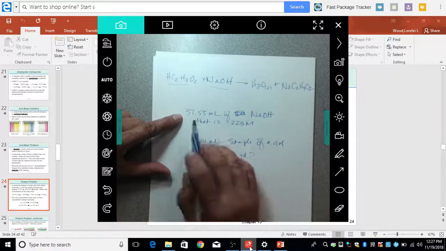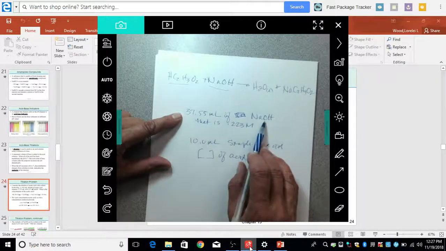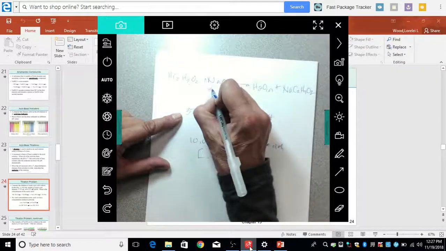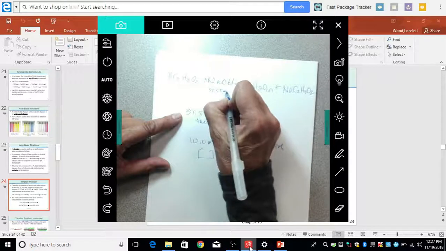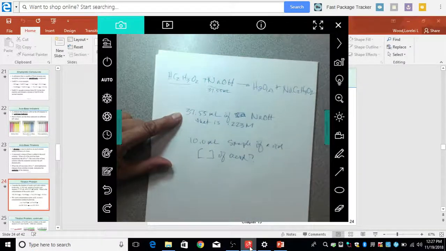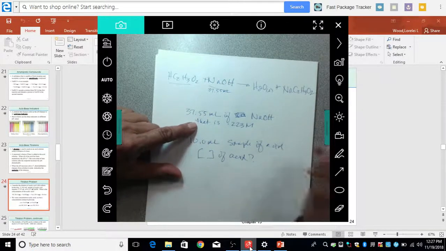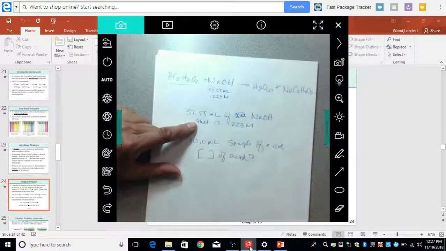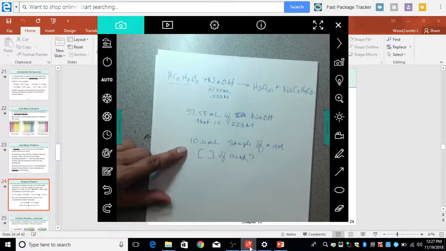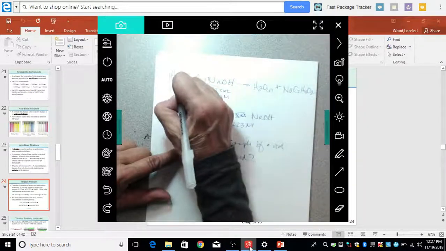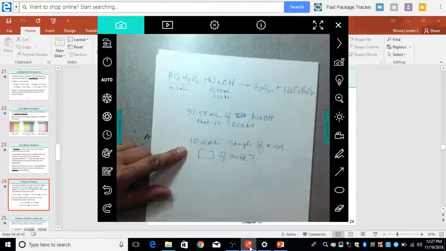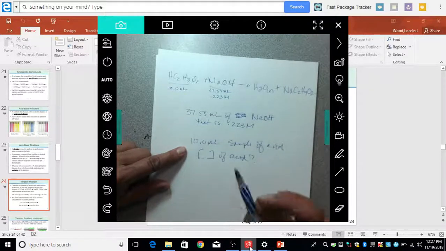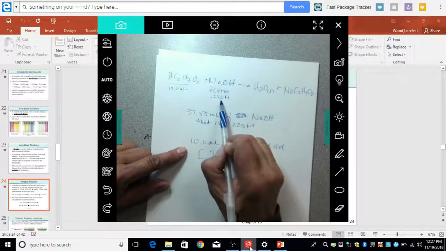All right, so once again, I like to draw pictures. It says we got 37.55 mils of the NaOH. So I always put it up here so I know what values are going with which stuff. So 37.55 mils of that, and the concentration of it is 0.223 molar. All right? And it says we're starting with a 10 mil sample of acid. Boy, that sounds really familiar, doesn't it? Didn't you take a 10 mil aliquot of acid and start titrating? I think our sodium hydroxide was 0.5 molar, so it's a little bit different.